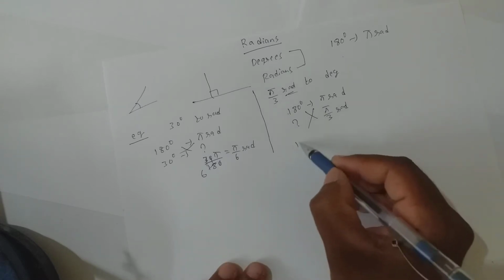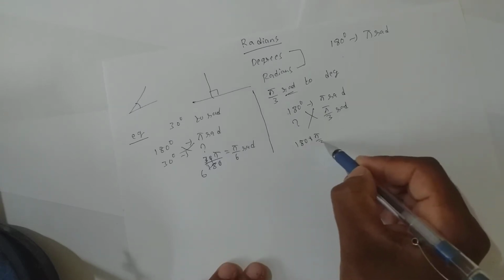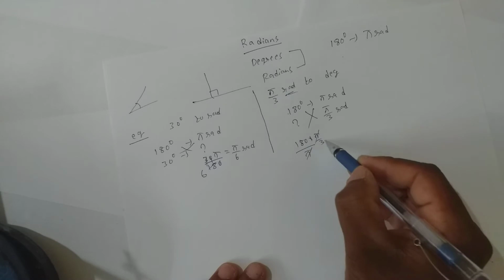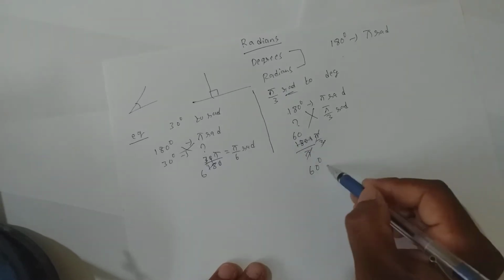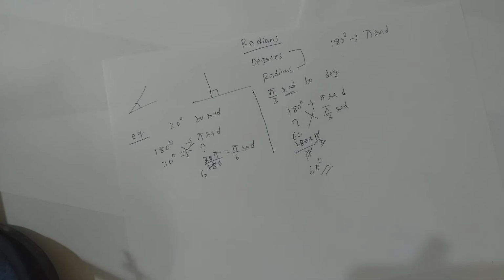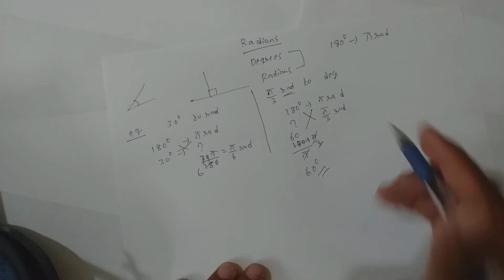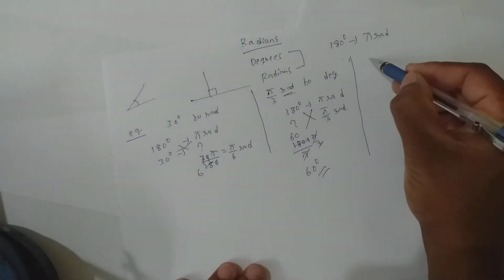Cross multiply. 180 into pi by 3 by pi. Pi will get cancelled, 3 into 60. So that is nothing but 60 degrees. Am I clear? How do we convert degrees to radians and radians to degrees? Or else one more example.